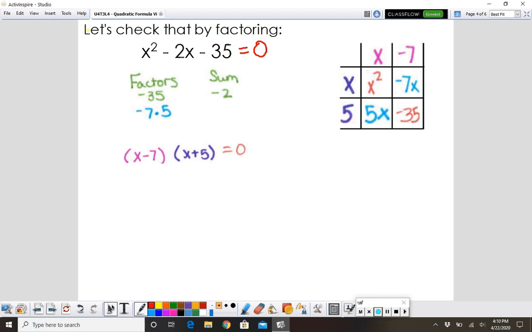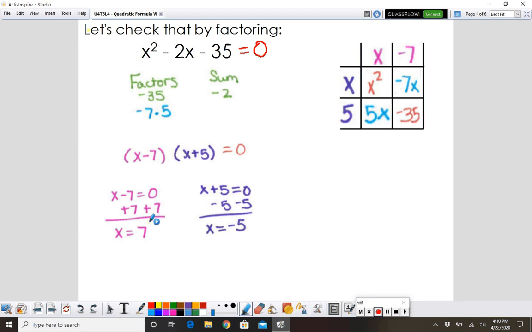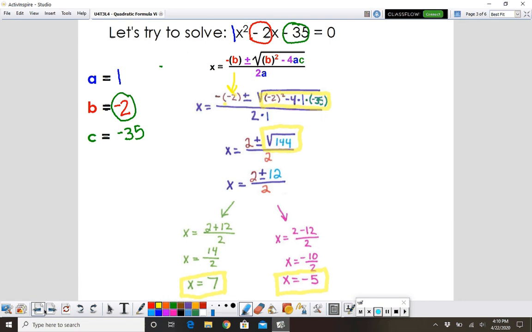Okay, so x minus 7, we're going to solve that. We get an answer of 7. X plus 5, we're going to solve that. We get negative 5. And we can see that our two solutions are either positive 7 or negative 5, which is exactly what we got using our quadratic formula.